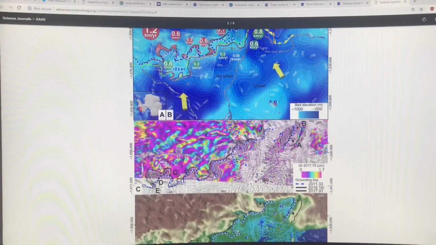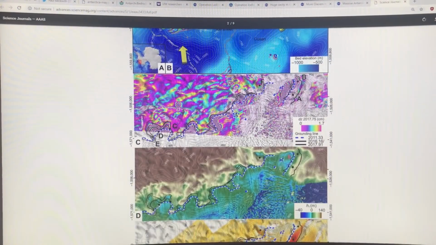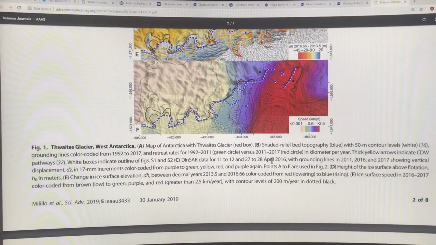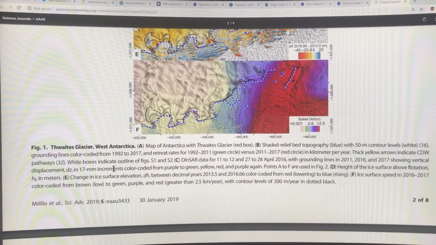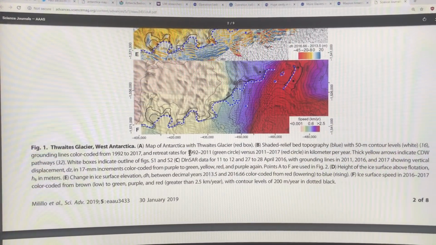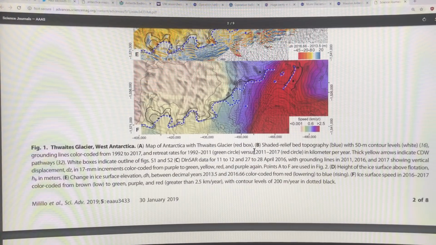So what you see is this is a change in height. This is a change in height between 2016 and... 50-meter contour levels, grounding lines color-coded, retreat rates for 92 to 2011 versus 2011 to 2017 in kilometers per year.